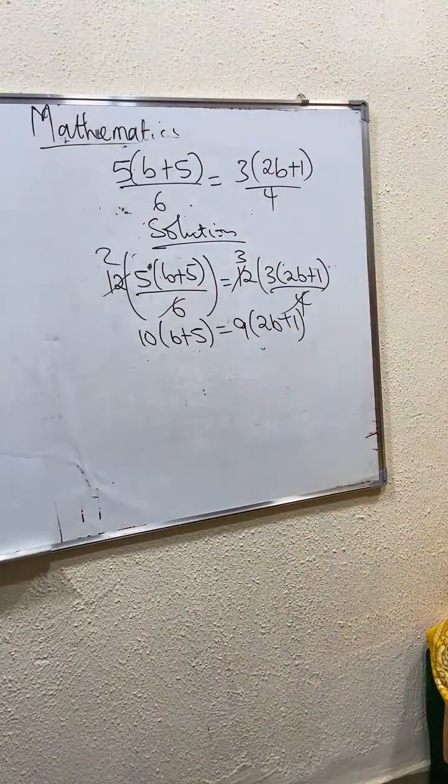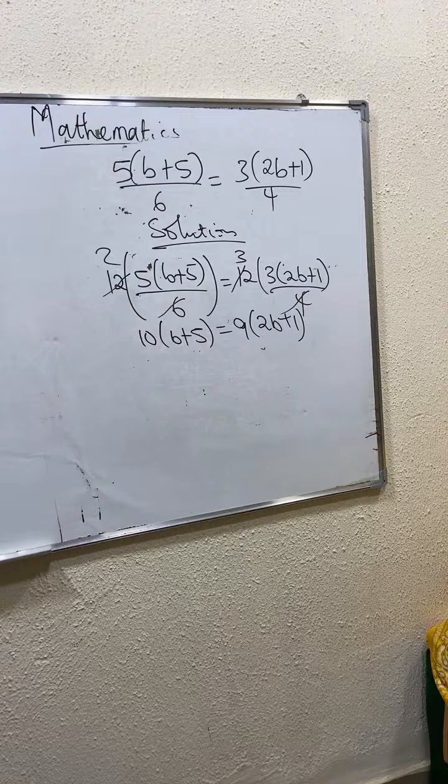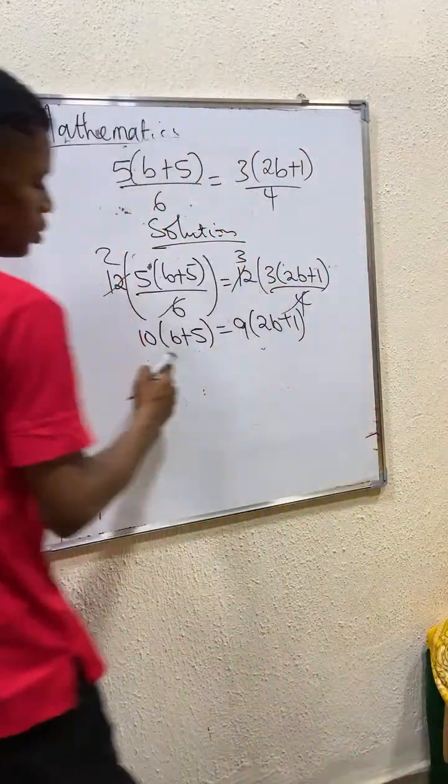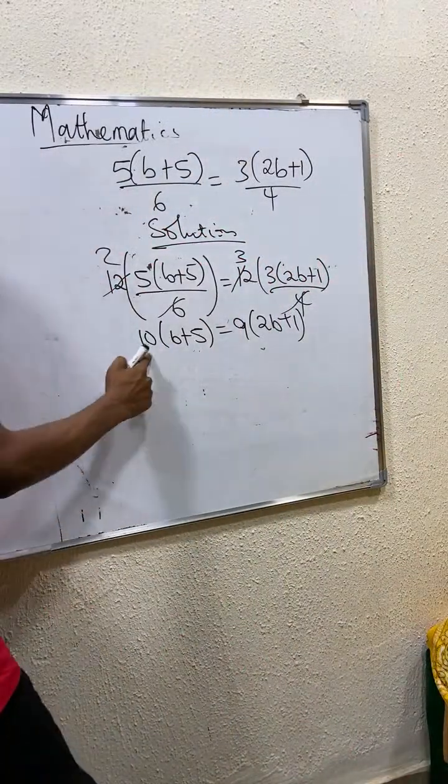So the next thing we have to do here is just to do what? What's the next thing we have to do? We have to open the bracket. That's really good. We open the bracket. So 10 times b is what? What is 10 times b?